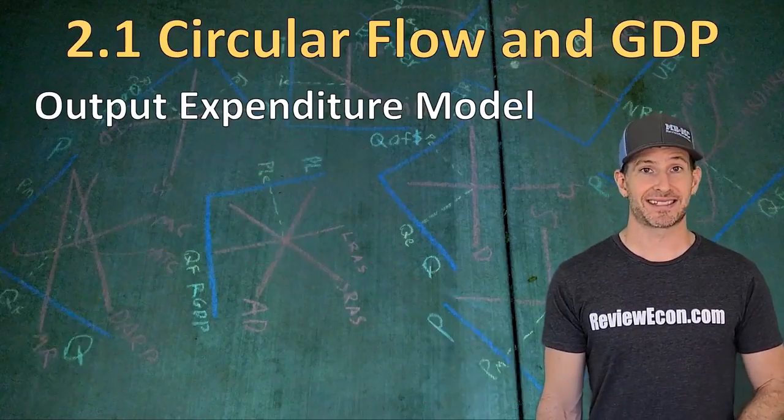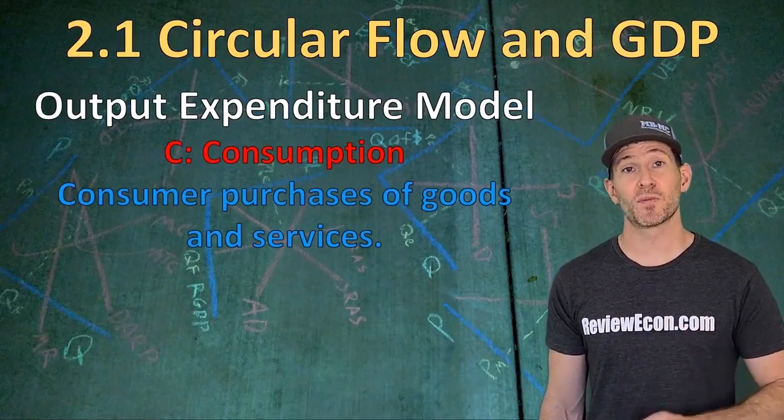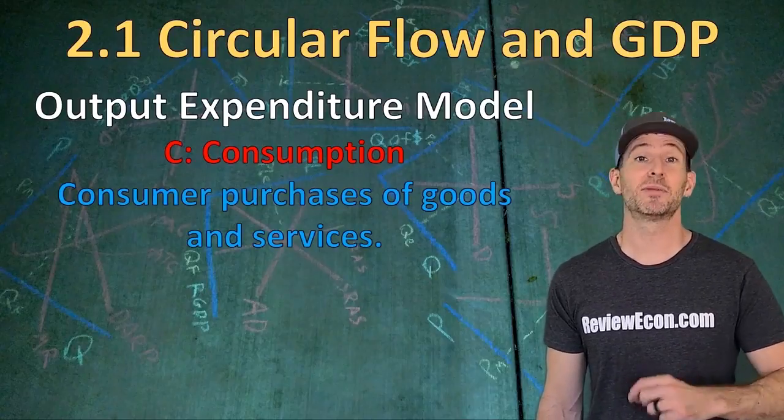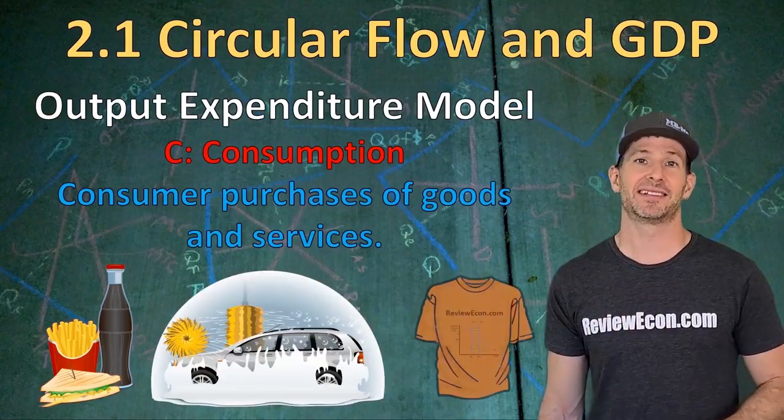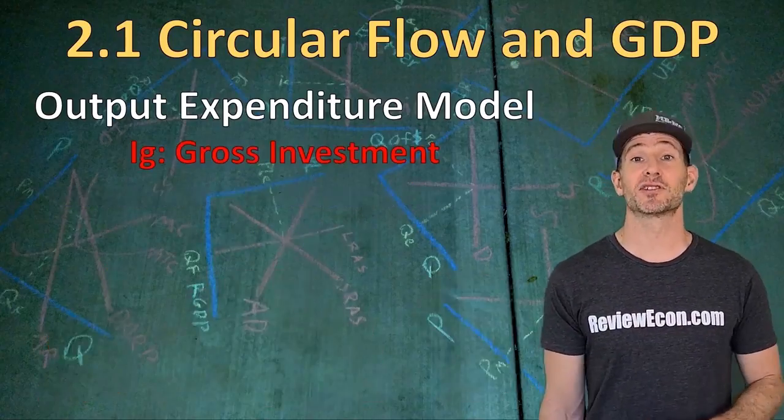The first variable is C for consumption. That's the consumer purchases of goods and services. It could be the purchase of your lunch, the service of getting your car washed, or buying that t-shirt we just looked at. The next variable is gross investment.